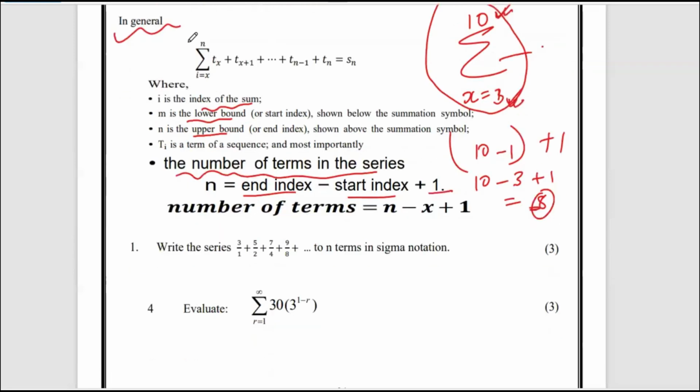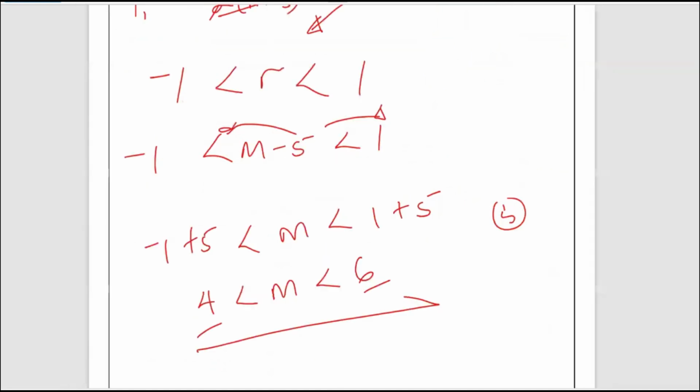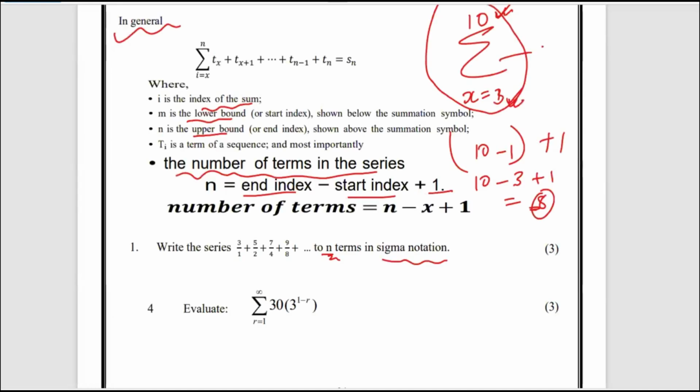They're telling us to write the series, okay? 3 over 1 plus 5 over 2 plus 7 over 4 plus 9 over 8, up to n terms in sigma notation. And so what we're going to do here is first of all, determine the rules, okay? We need to find the general terms or the formulas that we need to use, okay?